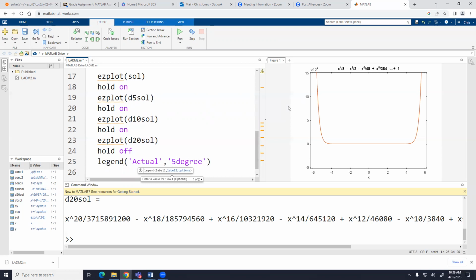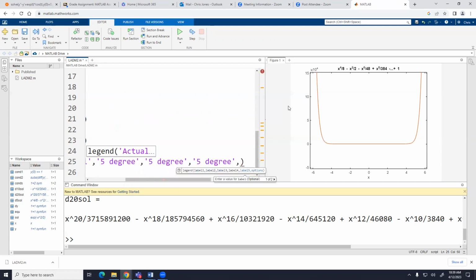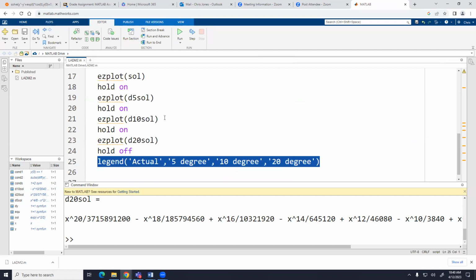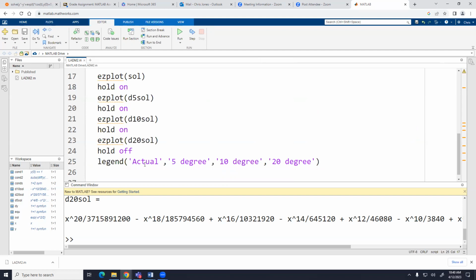5th degree or 5 degree, it's fine, doesn't matter. And then I'm just gonna copy this. I'm lazy. And this could be 20 degree, this can be 10 degree. So let me get rid of this so I can show you guys what I did here. So I think this works, okay, where you do the legend. And what that'll do is that'll label all the curves on the same graph.